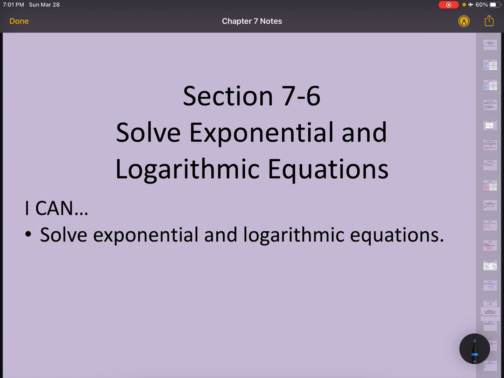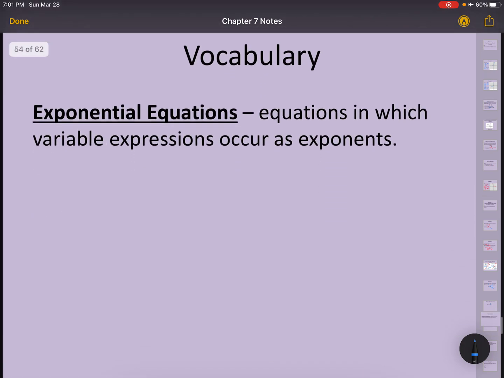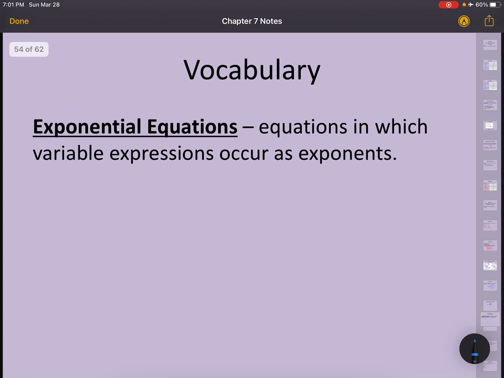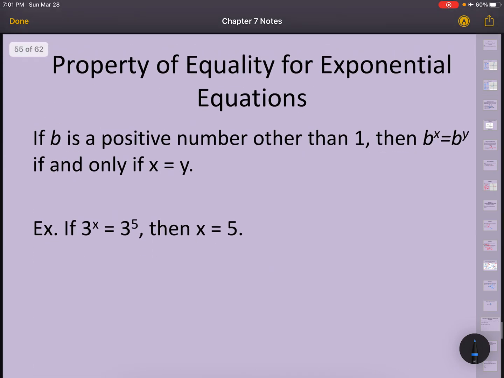Okay, everyone, this is section 7.6. In this final section of chapter 7, our goal is to be able to solve exponential and logarithmic equations. So a little bit of vocabulary. Exponential equations are equations in which variable expressions occur as exponents. So we're trying to solve for some kind of exponent.